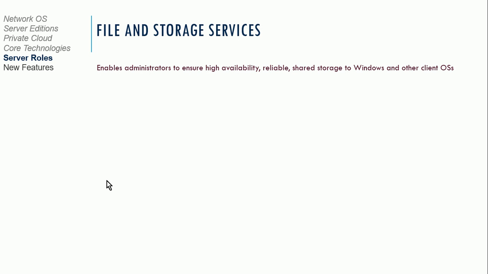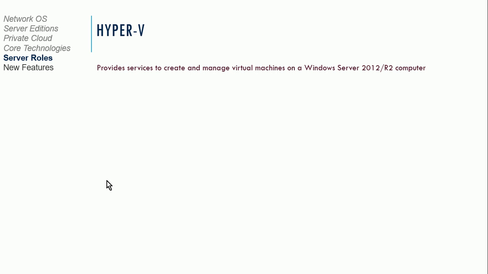There's also file and storage services, which allows you to ensure high availability and reliability for shared storage. Again, this is one of those things that's also available through other means, through other vendors, through other platforms, but Microsoft has a platform for this as well. We're going to talk later on about storage spaces, so I'll discuss that under new features. Hyper-V is a role that you can install. We talked about Hyper-V before, but Hyper-V is the hypervisor for Microsoft.